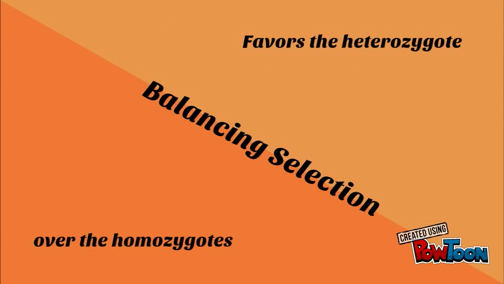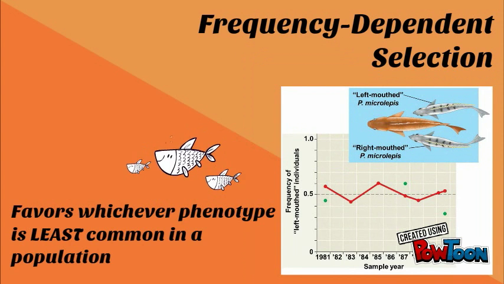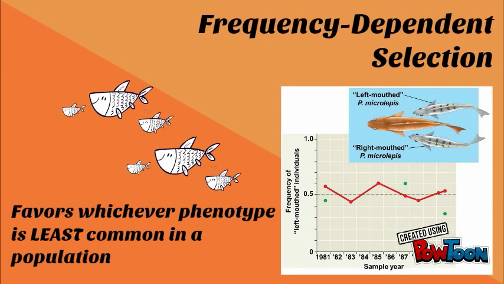Balancing selection is also known as the heterozygote advantage. An example of this is found in sickle cell anemia. In frequency-dependent selection, the fitness of a phenotype declines if it becomes too common in the population due to a strain on resources.